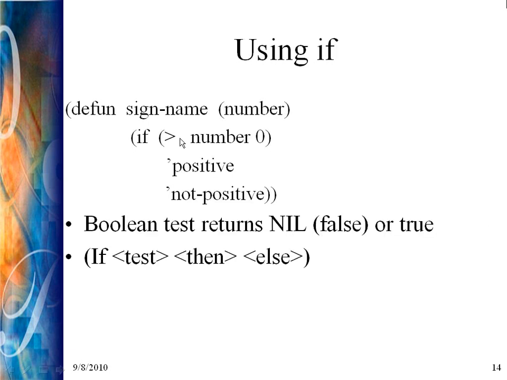Now, here's just some examples. We have a function called sign name. It takes a number as an argument. If the number is greater than 0, you return the symbol positive, otherwise you return the symbol not positive. Notice that negative would be wrong because 0 is not negative. A Boolean test returns nil or true. This is a Boolean test. And so a typical form is if test, then do this form if true, otherwise do this form if false.